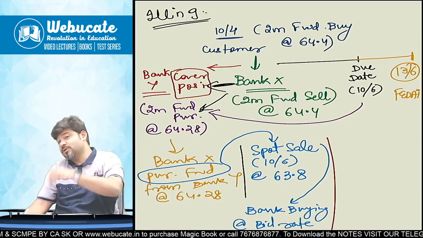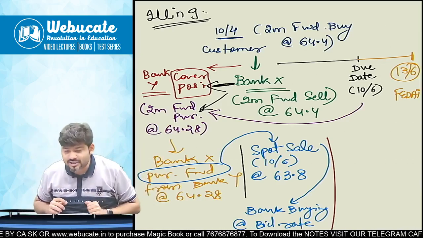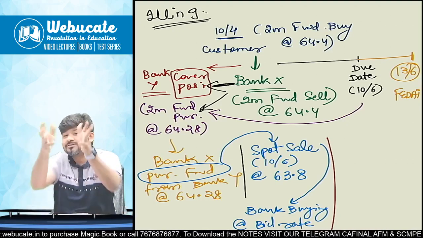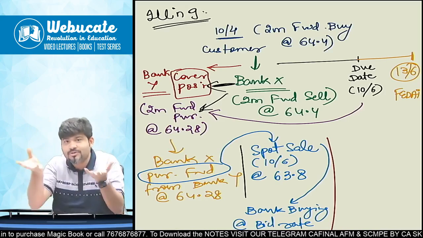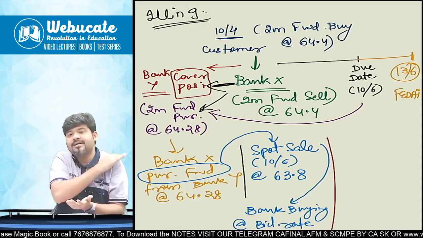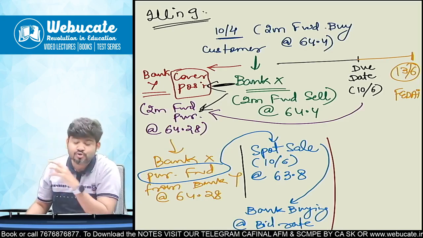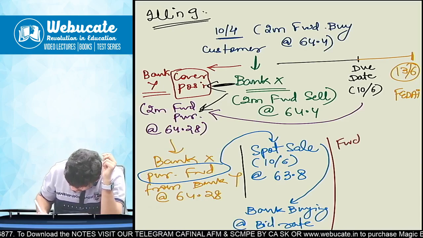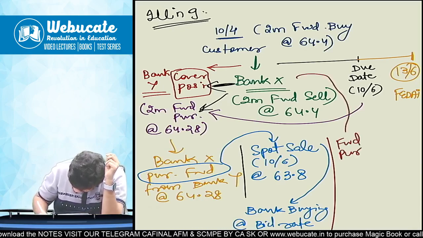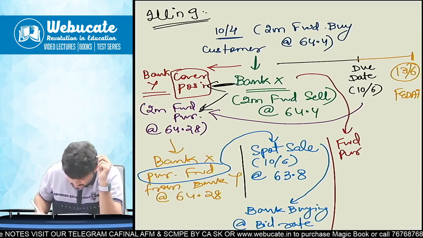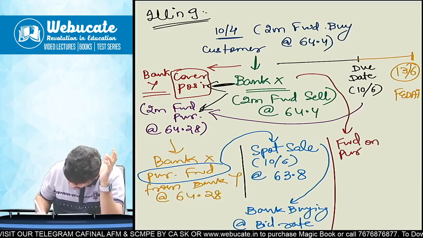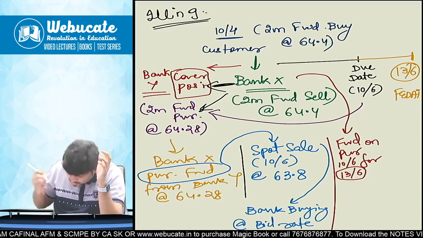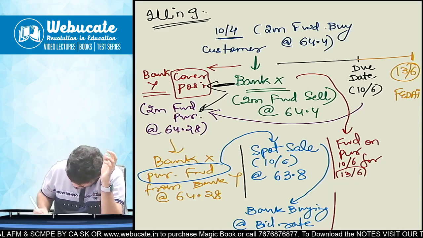So, spot sell and the matter closes. But if he comes on 13th June, I will have to do the transaction. If he comes on 13th June, there is a forward buy with him. I have to sell him the dollars. But from where will I sell the dollars to him? I don't have the dollars. Enter into a forward purchase for 13th June. Okay. So now, forward purchase. Who will do? Bank X. On 10th June, for 13th June. Got it, guys?